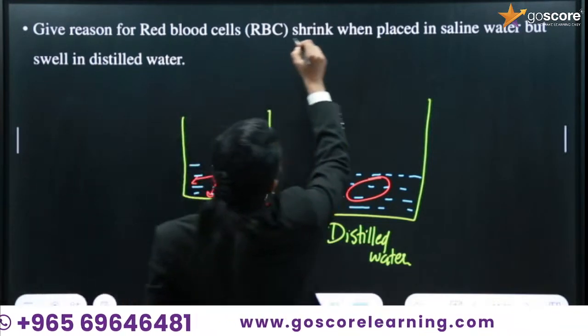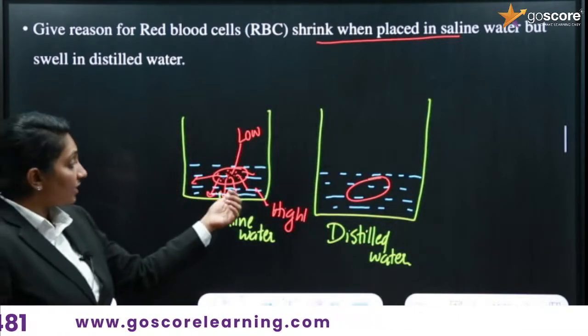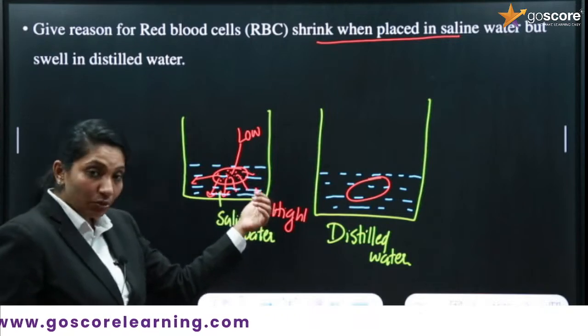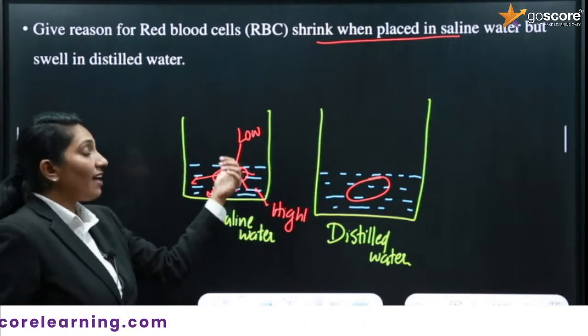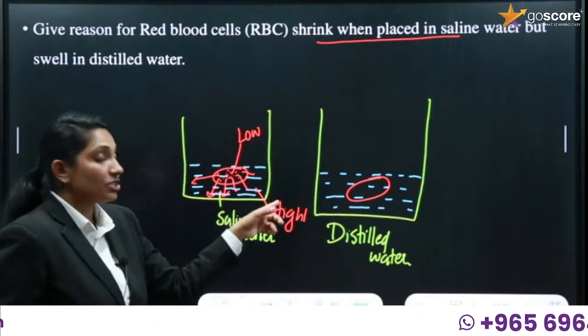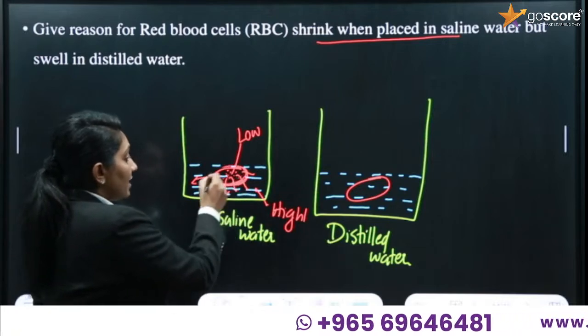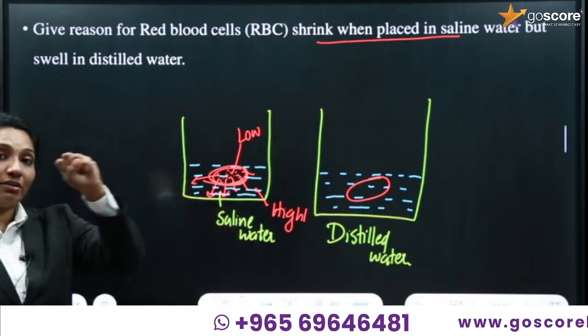That is the reason if you put it in saline water, the cell will shrink, because the concentration is more for the saline water and the fluid inside the cell has a low concentration. So the solvent will move from the low concentration to high concentration through the semi-permeable membrane, that is the cell membrane, which will cause the cell to shrink.